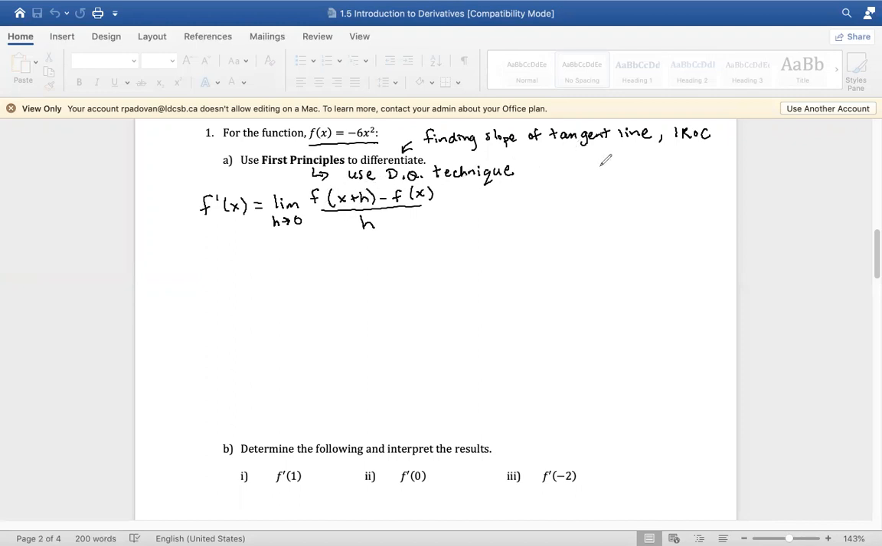Now that work I'll just put off to the side over here. You can put it off to the side, to the left or the right, depending on where you started writing this. So I'll put it over here. I have some room. So I need to figure out what f of x plus h is.